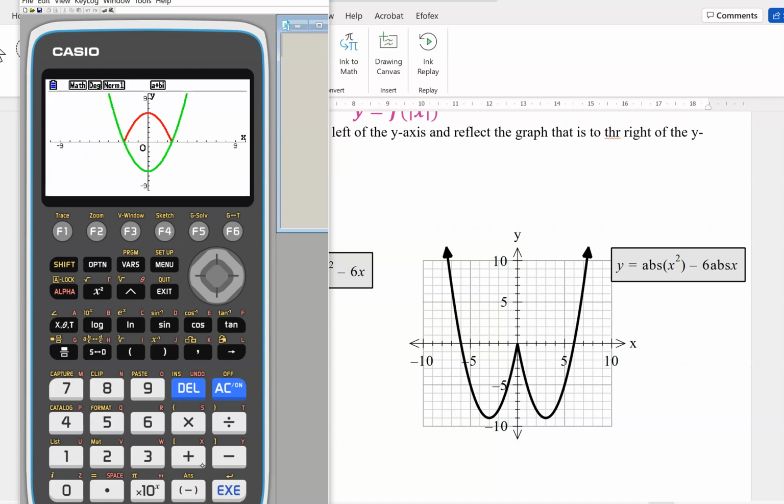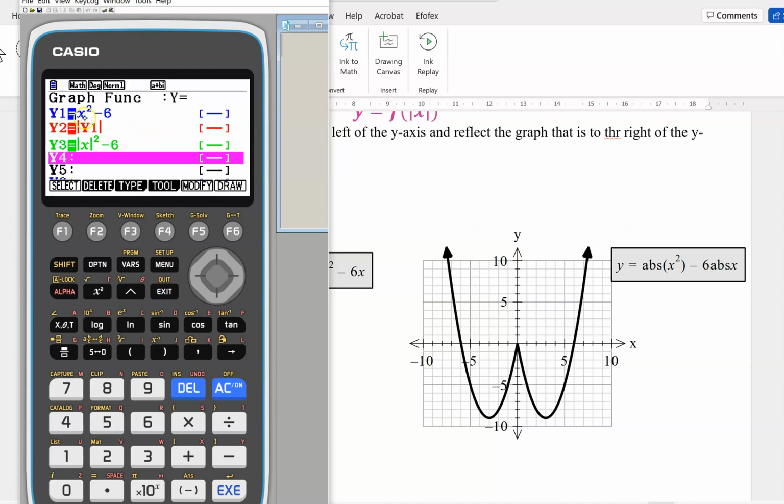Why? Because when we square a negative, it becomes a positive anyway, and then take 6. So that makes no difference to this one. However, if we then change it, so instead of being symmetrical about the y-axis, if we were to change this to be, let's say, x minus 6 squared.